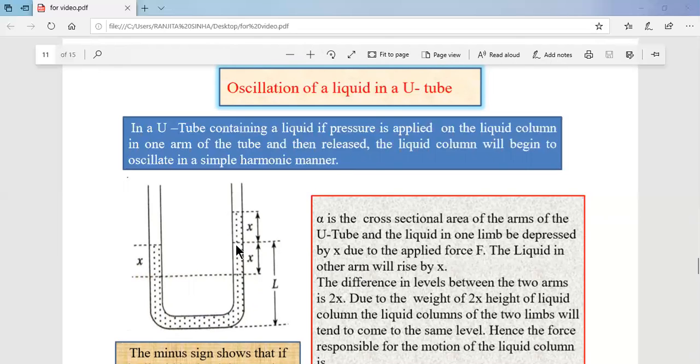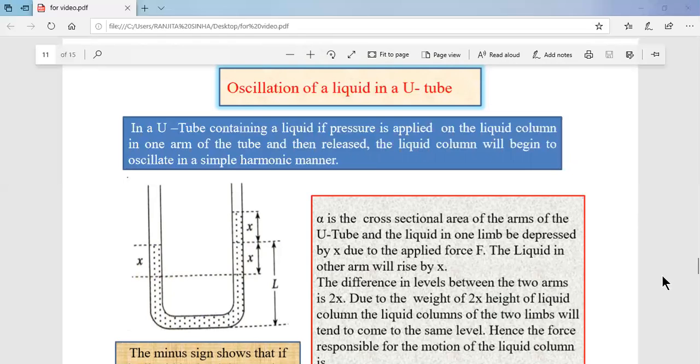So this is the rise of the height of the liquid column. The difference in the two levels between the two arms is 2x. So here it is x, here it is x, so the difference is 2x. Due to the weight of the 2x height of liquid column, the liquid columns of the two limbs will tend to come to the same level.